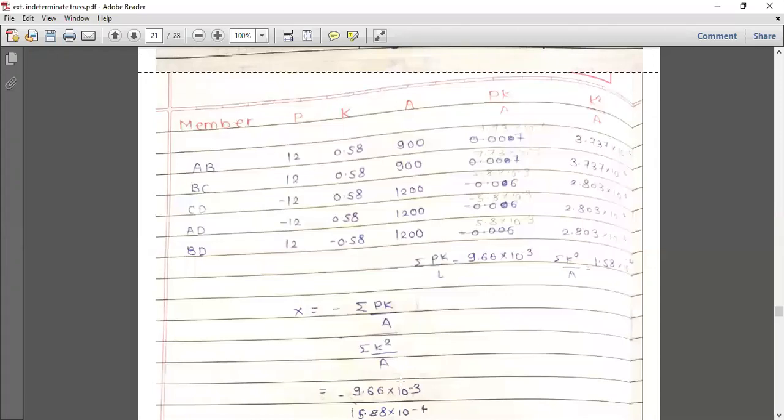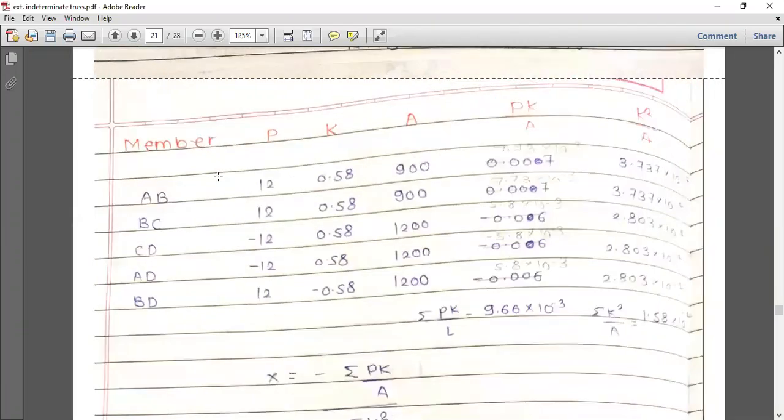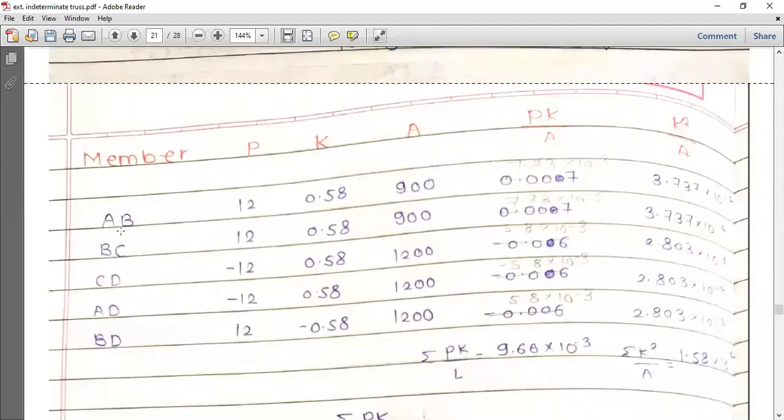So next part, we'll go for drawing this table. Drawing of the table is important. So first, list out the number of members. Next we'll list out the P forces and K forces. While writing down this table, the sign convention is important. That is, we'll consider tensile force as positive and compression force as negative. So here we have written the P forces and K forces, which we have solved earlier.